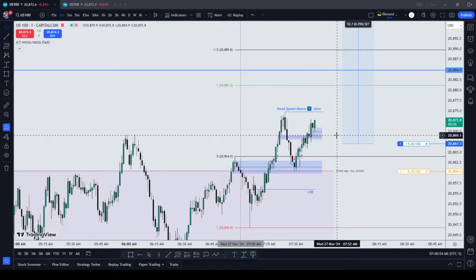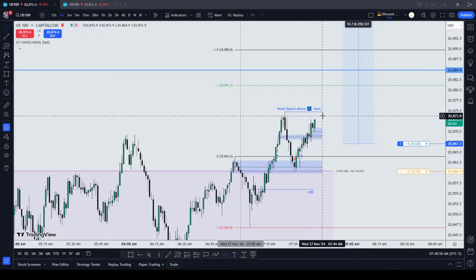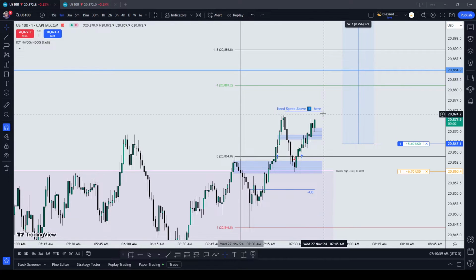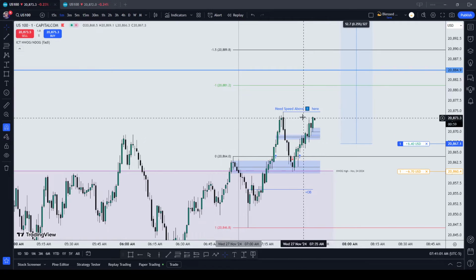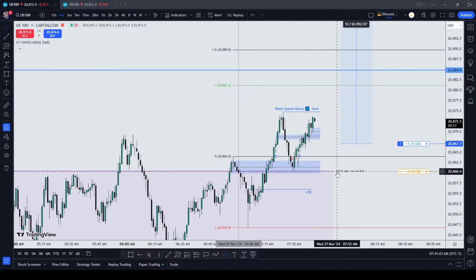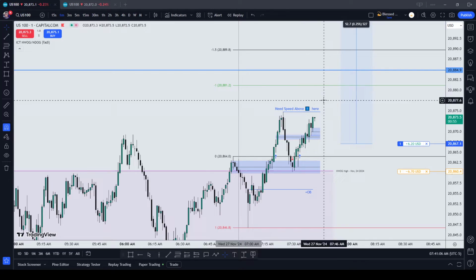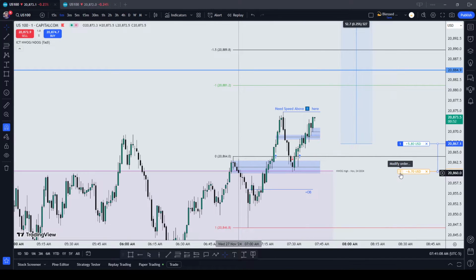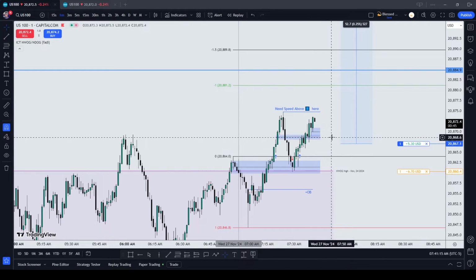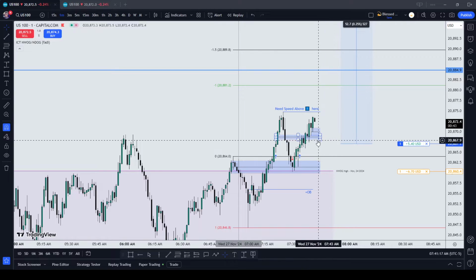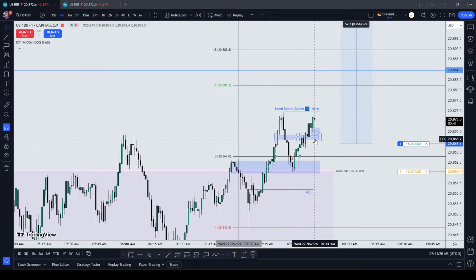So this is exactly what I'm looking at for it to do: to trade high above this, with what? Speed, with a lot of speed. So that's what I'm demanding from this price right now. Once it takes out this high, I'll move my stops to break even. I'll move my stops just below consequence encroachment of this inversion fair value gap right here. So that's what I'm watching right now.